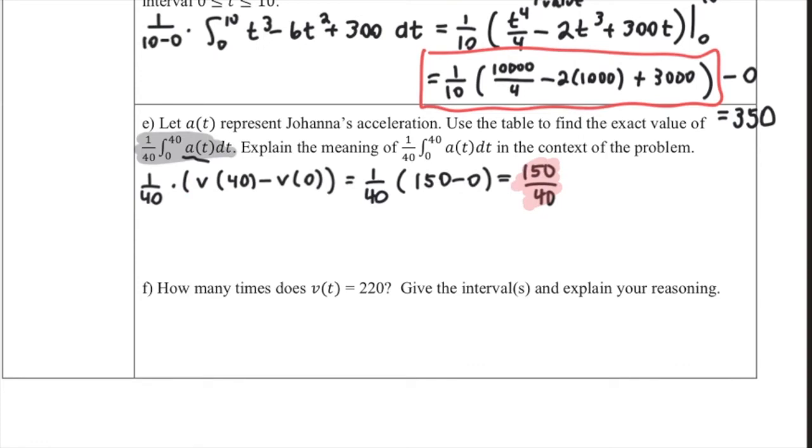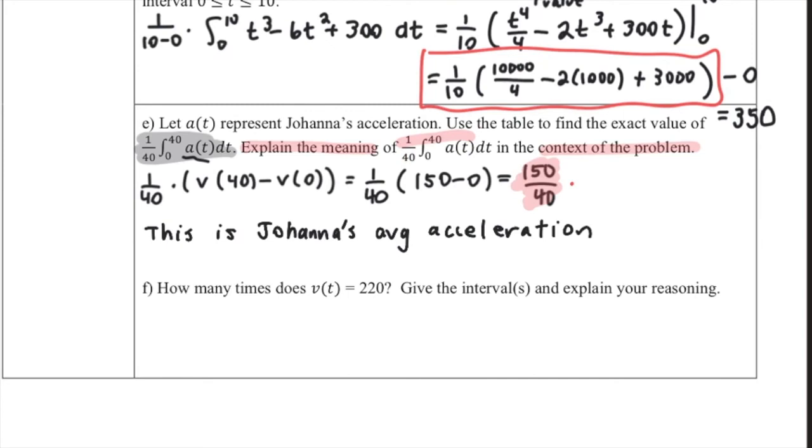There's another part of the question that says explain the meaning of this integral in the context of the problem. So there's 3 parts that need to be shown in that explanation. Number 1, what it is. Number 2, the units. And number 3, what the limits mean in the context of the problem. What you should recognize when you see this, that 1 over 40 makes this an average value problem. So when you see that fraction out in front that matches the limits, this is an average value, and it's the average value of whatever you have sitting here in the integrand. So this is going to be an average acceleration.